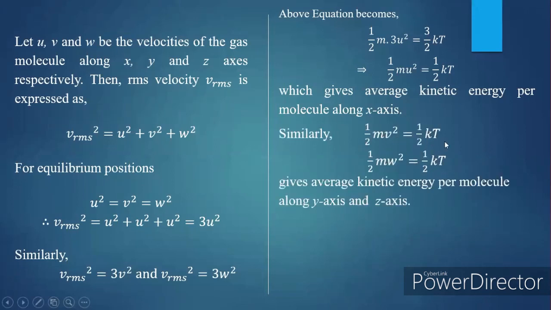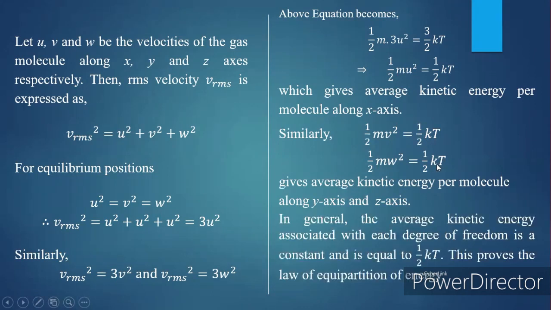Along the y-axis, it is half kT. Along the z-axis, it is half kT. So this shows that the average kinetic energy of a single molecule associated with each degree of freedom is constant and equal to half kT. So that will have 3 by 2 kT.